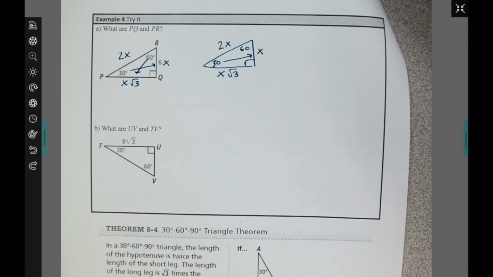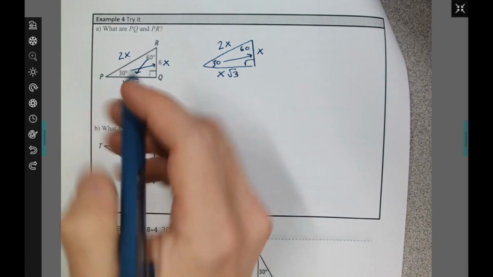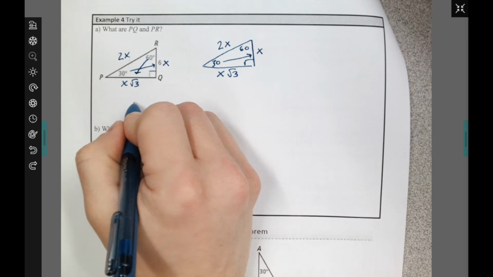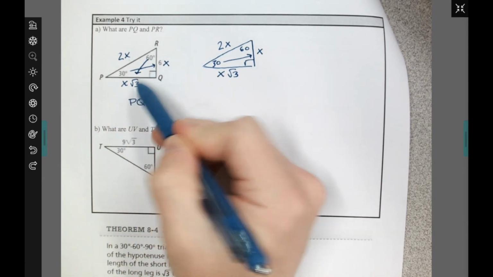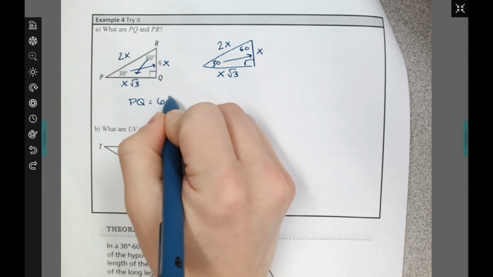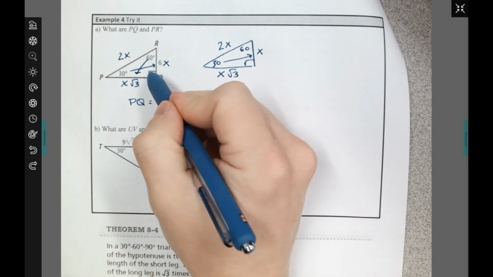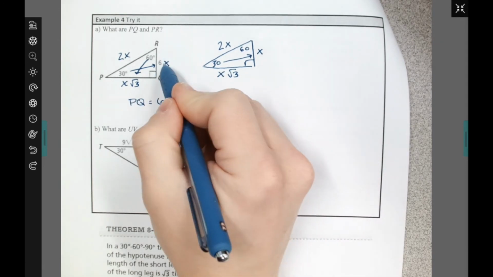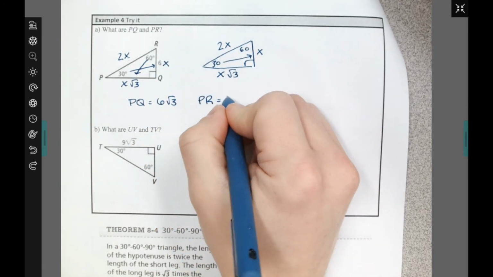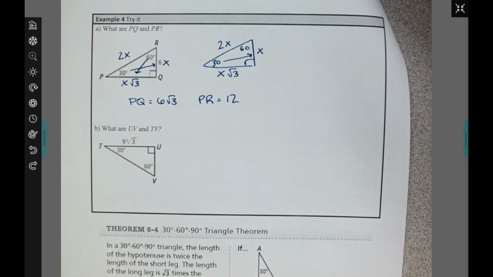All right, on this one, they went ahead and gave us x, which is easy, okay? It's a piece of cake. PQ is just my x times square root of 3, so we got 6 square roots of 3. My PR, so the hypotenuse, is just twice x, so 2 times 6, 12. Okay, so that's easy enough. B, they switch it up a little bit.